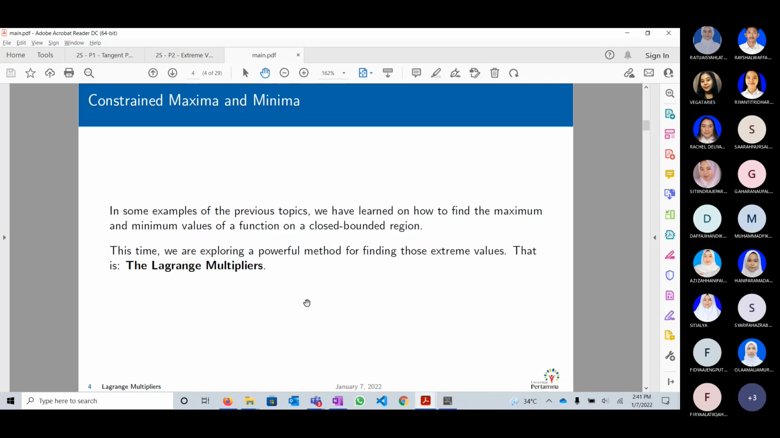That is called the Lagrange multiplier. Why Lagrange? Because it was named after its founder, maybe. He was a mathematician. I forgot where he was from, but he is a mathematician, and his name is Lagrange.